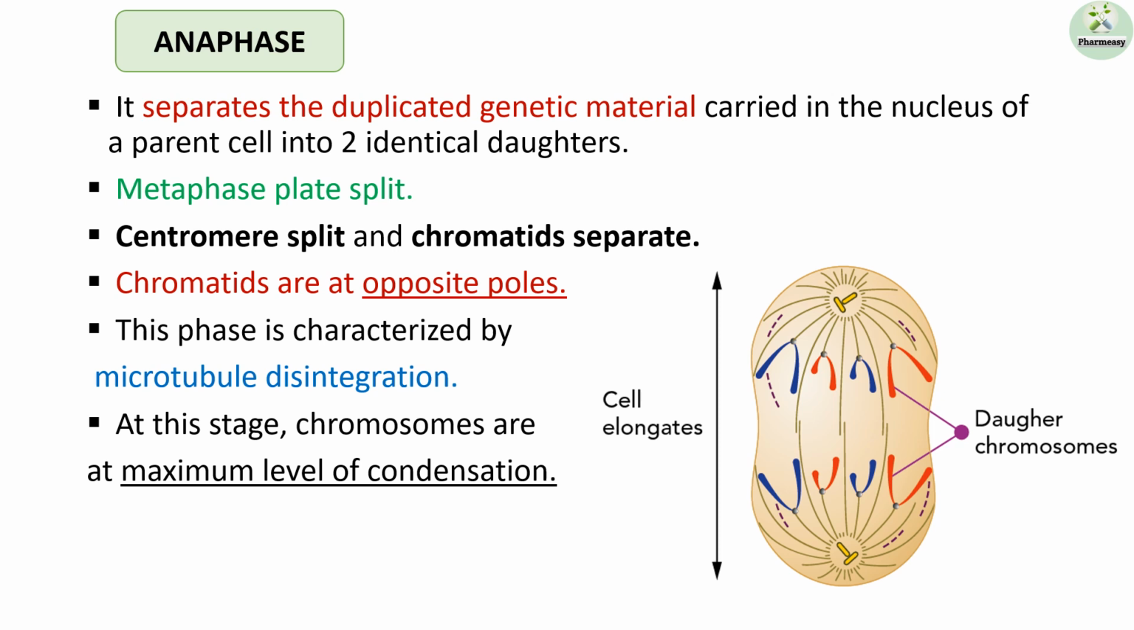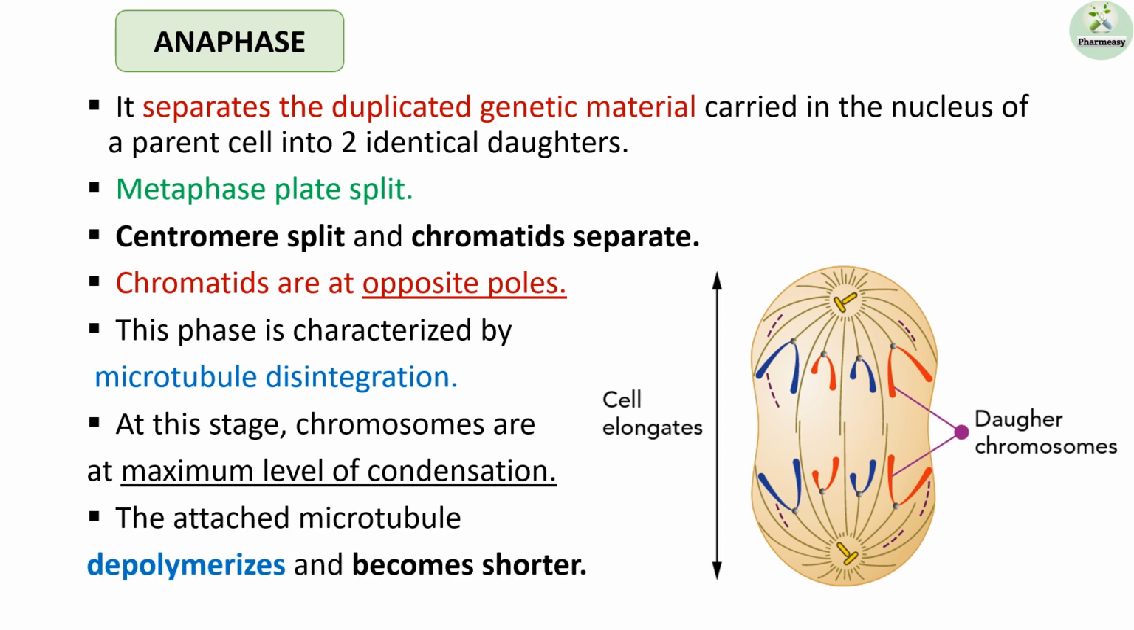And this phase is characterized by the movement of chromosomes to the opposite poles with the help of kinetochore microtubules. The microtubules create a central force by attaching them to the centromere of chromosomes. The attached microtubule depolymerizes and becomes shorter and pulls the chromosomes apart towards the centrosomes.